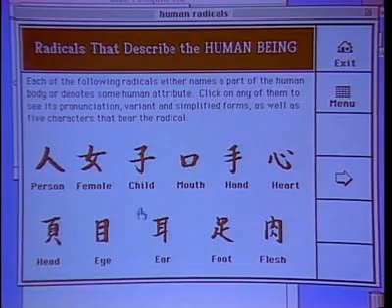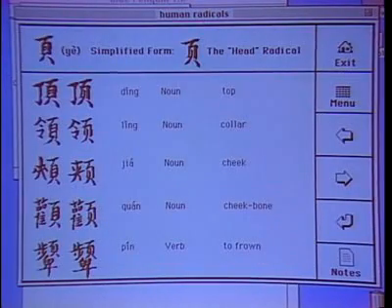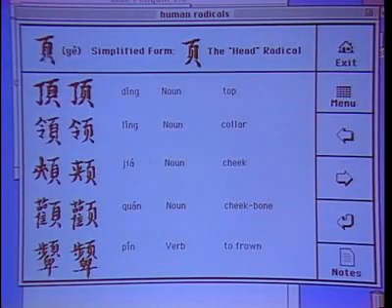So if you were to take, let's say, the radical for head, here it is, and it gives you both the traditional and the simplified forms. You can hear her say it. And now here are a series of characters that all use that radical head in their construction. You have the character. Here, too, you don't know what it sounds like, so we have this transcription here that shows you the tones, right?